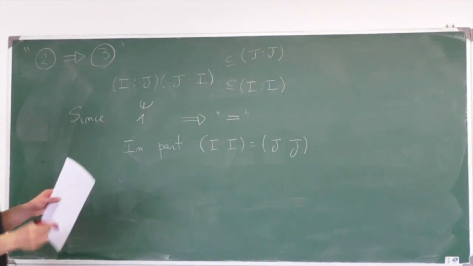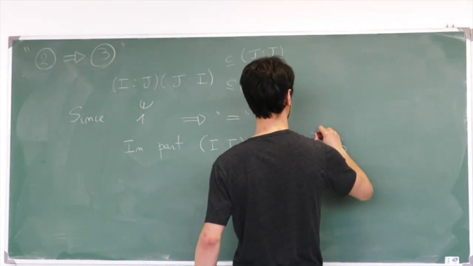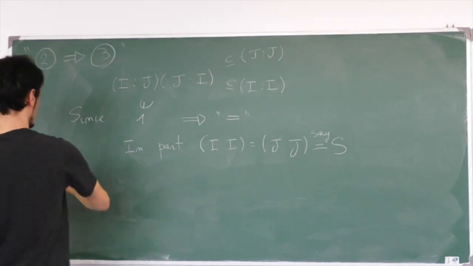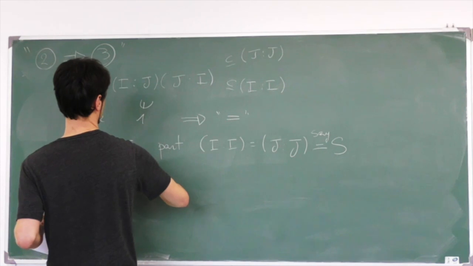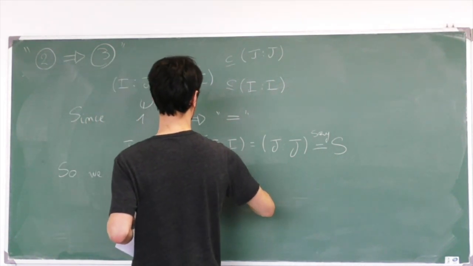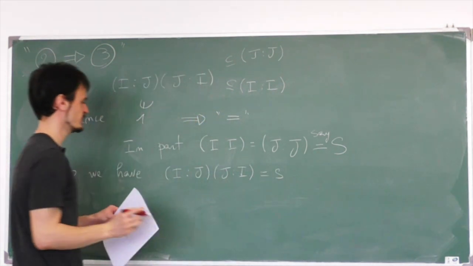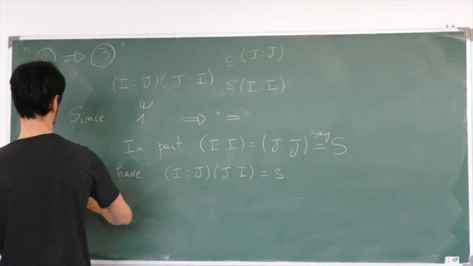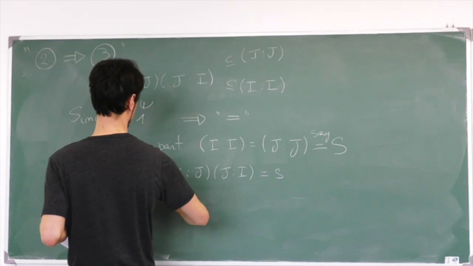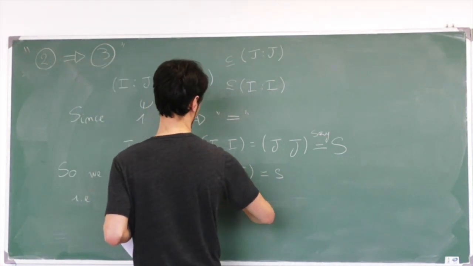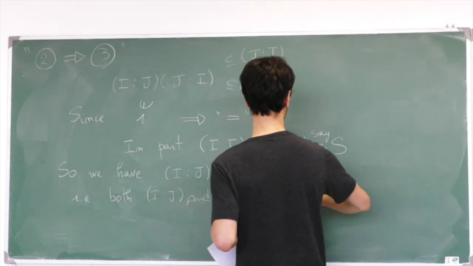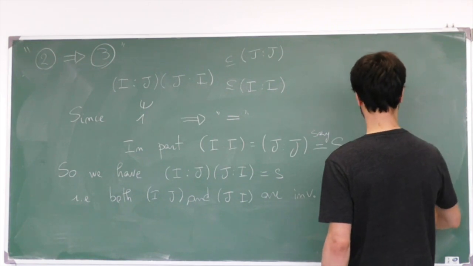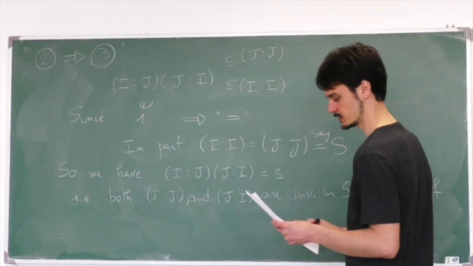Cool. Let's call this common multiplicator ring S. So we give it a name, so it's a bit shorter to write. And also, so if you look at it, so we have that I colon J times J colon I is equal to S. So this means that both these colon ideals are invertible in S and inverse of each other. So both I colon J and J colon I are invertible in S and inverse of each other.